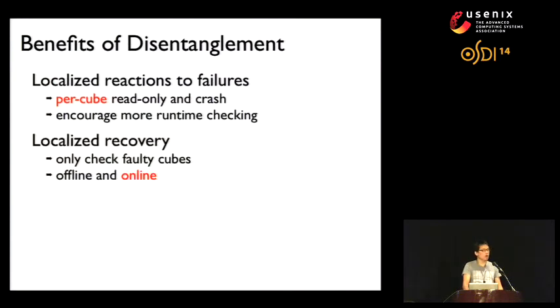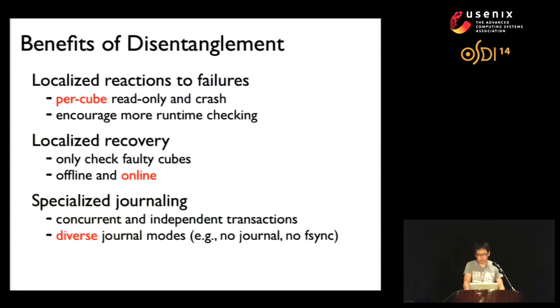Because each cube has its own isolated metadata, every cube can be viewed as a basic checking unit instead of the whole file system. And this can be done both offline and online. And finally, because each cube has its own running transaction, they can do the transaction commit in parallel. And even better, each cube can use its own specialized journal mode to describe its own consistency and perform the trade-off, instead of using the same mode for all the files.